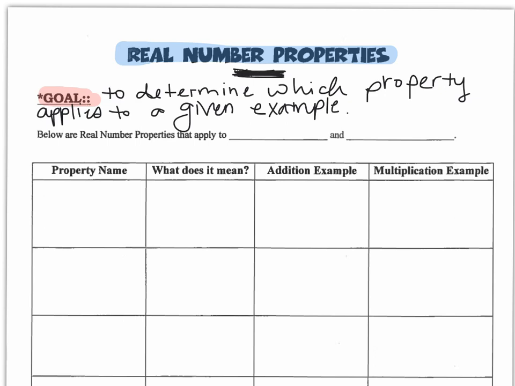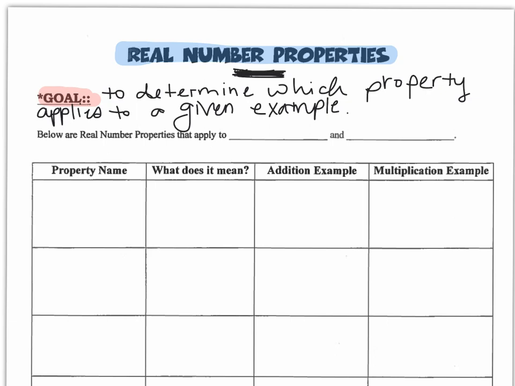So I'm going to go through all of our real number properties, and then you're going to have examples that you can practice identifying it. This is 100% memorization. If you don't memorize each of your properties, it makes this a lot more challenging. So you need to be very careful.